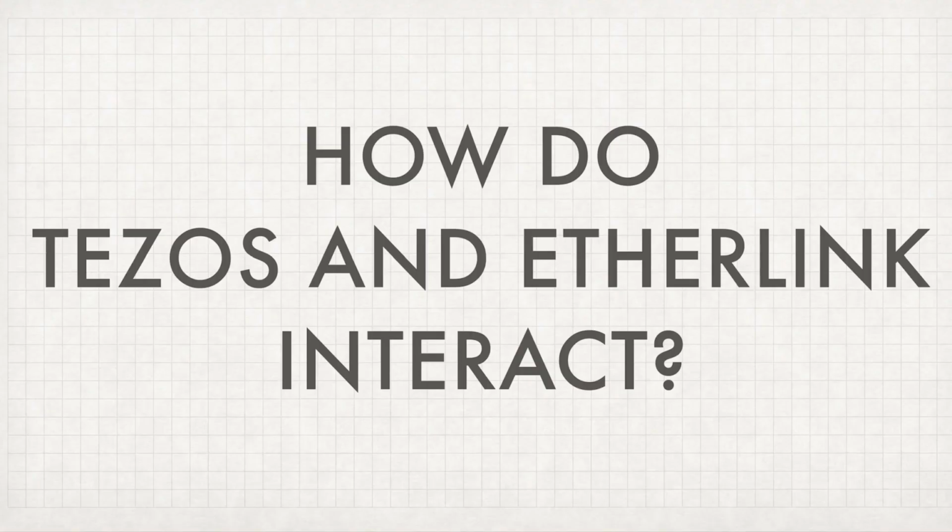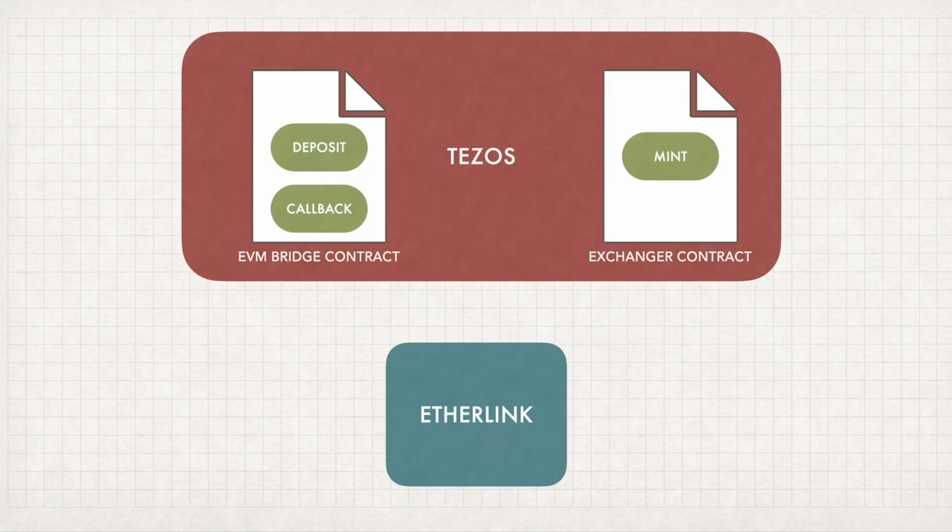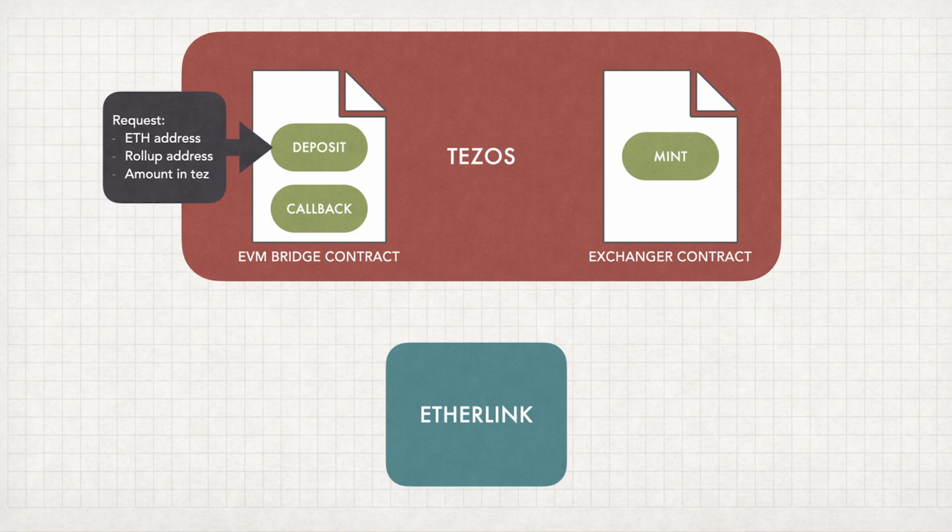How do Tezos and Etherlink interact? The token exchange process between Tezos and the Etherlink rollup is an intricate sequence of steps that ensure a secure and verifiable transfer of assets. This process involves two smart contracts on the Tezos blockchain, the EVM bridge contract and the exchanger contract, and the Etherlink rollup. The exchange process begins with the user initiating a request.